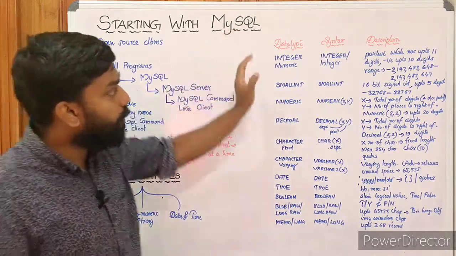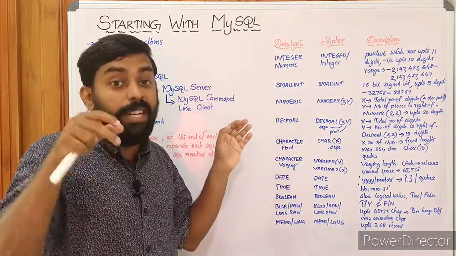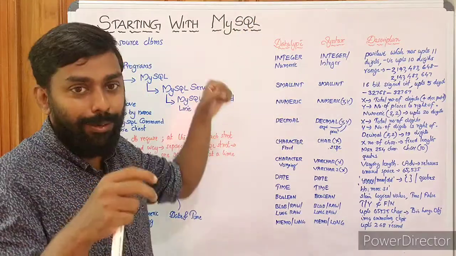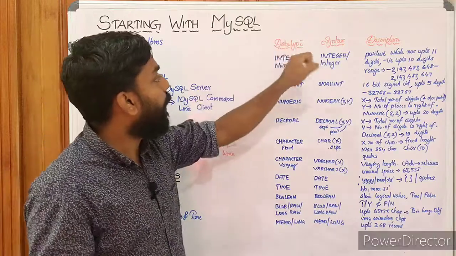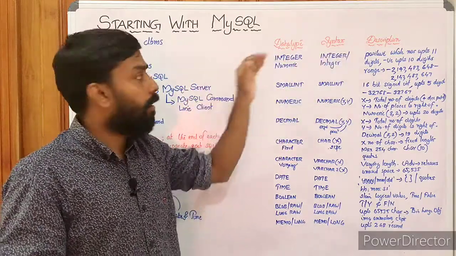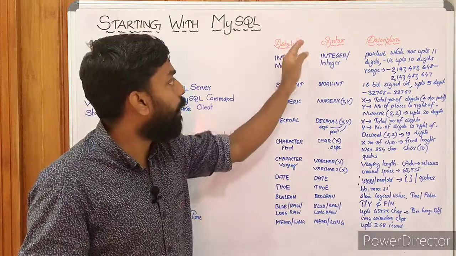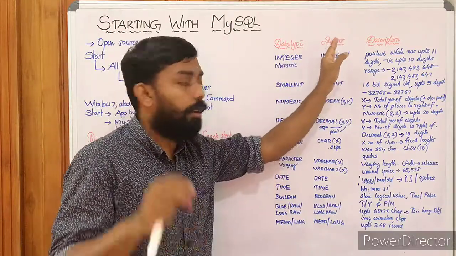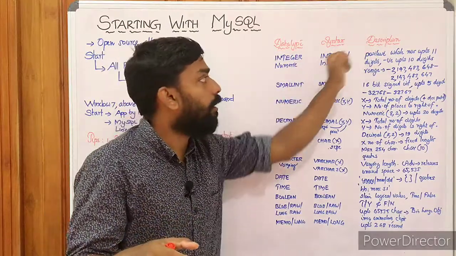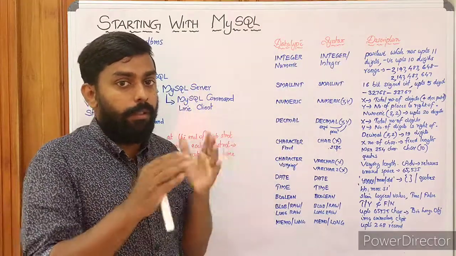So let's look at all these data types in detail. Here you can see a table. The first column is data type, then syntax, then description. In the first column we have written the data type. The second column, syntax, shows how we use the data types in SQL. Then the description gives the important points.